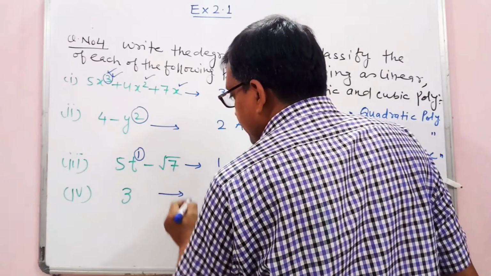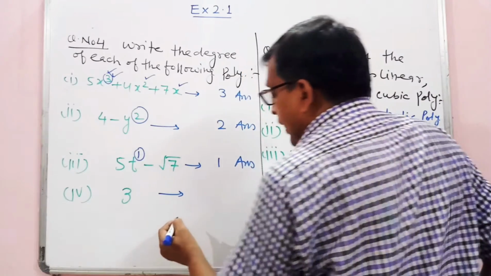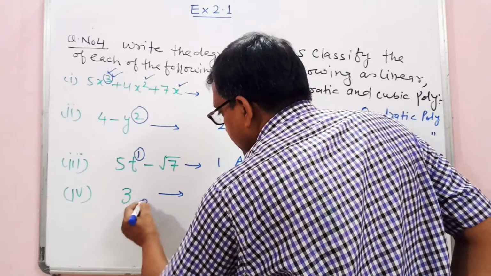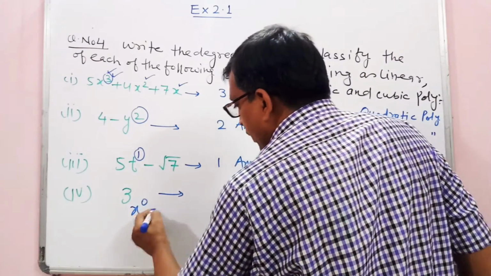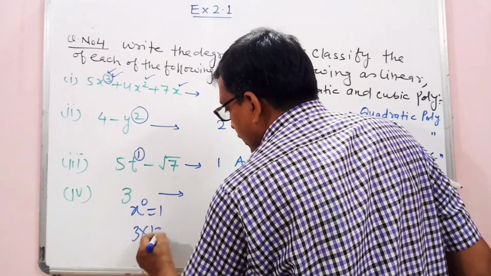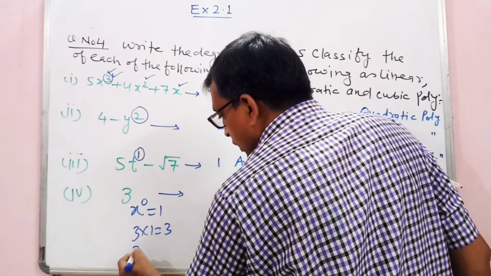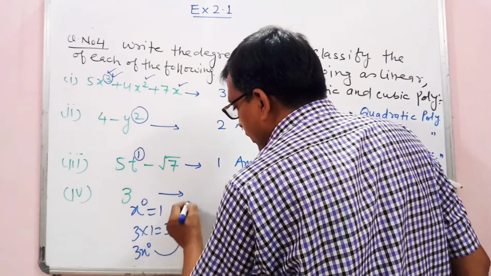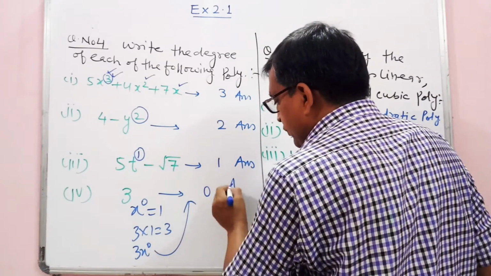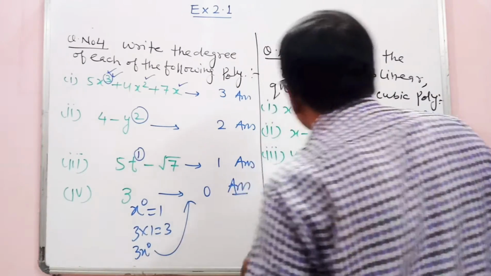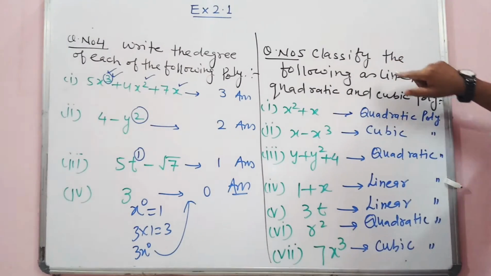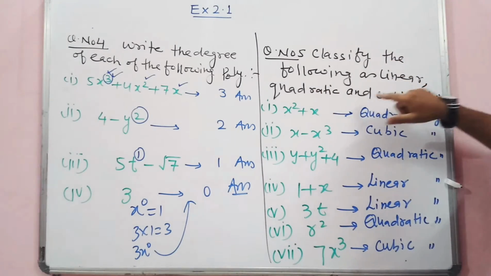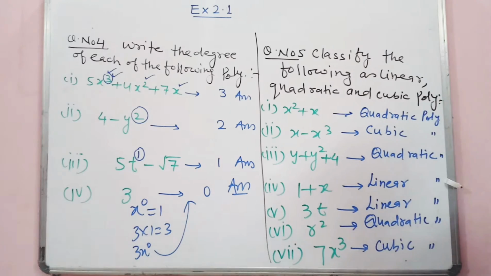Now you see here 5t minus root 7, highest power here is 1, then we write down degree 1, answer. 3 here is the constant, we write down x raised to power 0, that means 1, then 3 into 1 equal 3, then 3x power 0, then we write down degree here 0, answer. Now question number 5, classify the following as linear, quadratic and cubic polynomial.